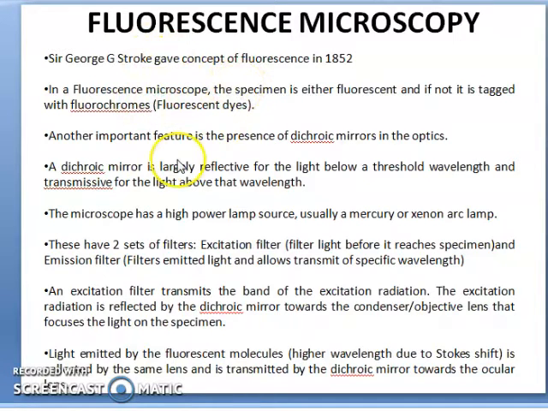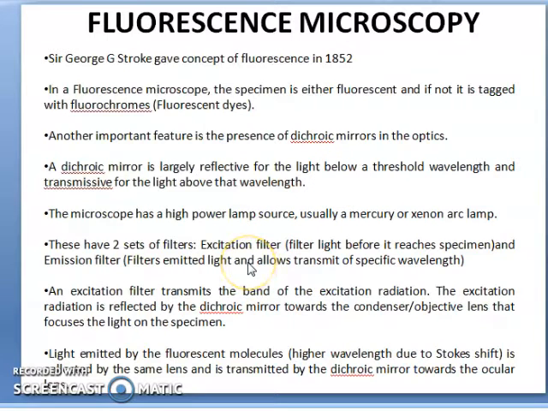So what you need to understand for now is what is fluorescence microscopy. It is the microscopy which is based on the concept of fluorescence. In fluorescence microscopy, the specimen that you are observing is either naturally fluorescent or it is tagged with a fluorochrome. That means a fluorescent dye. Another special feature is that the microscope contains a special kind of mirror known as a dichroic mirror that allows only a certain wavelength of light to pass through it.